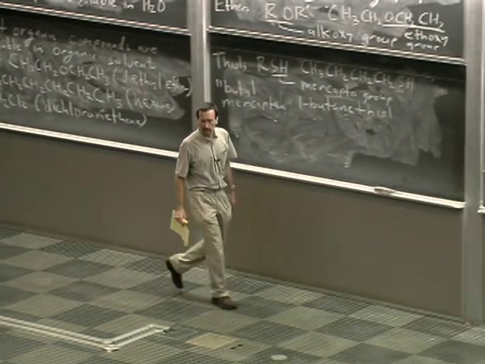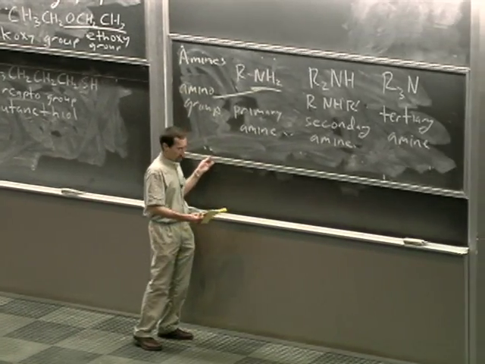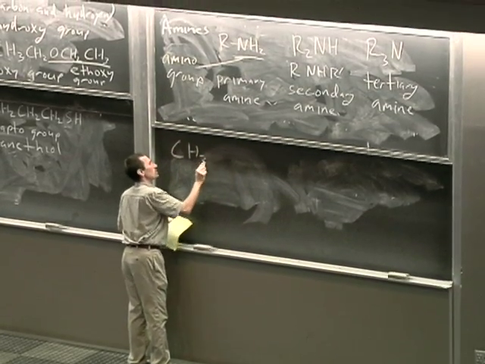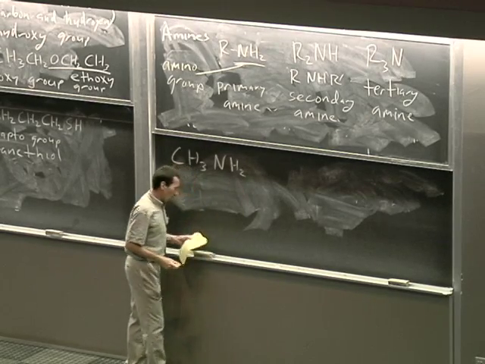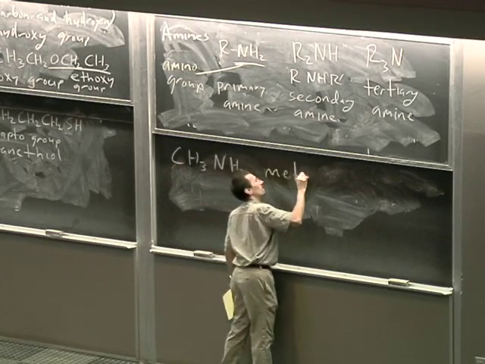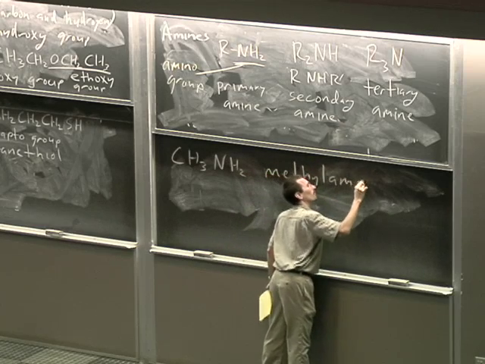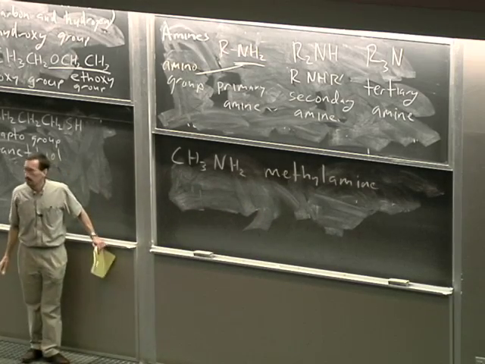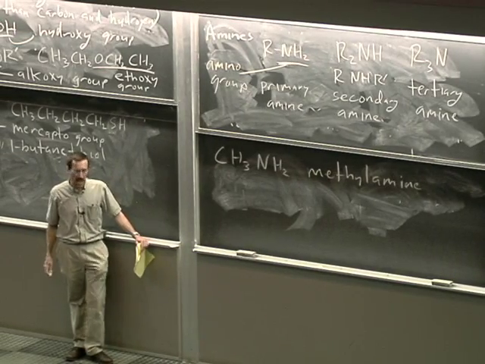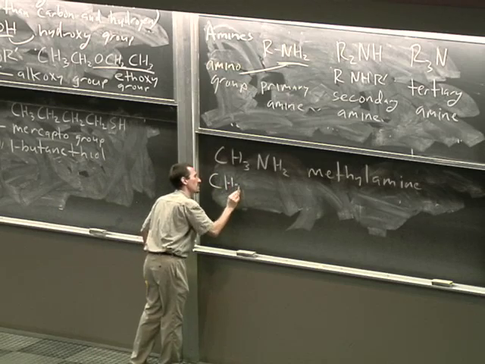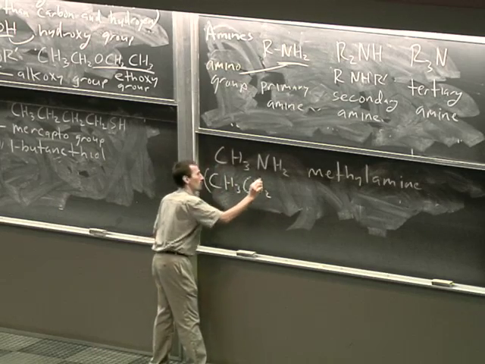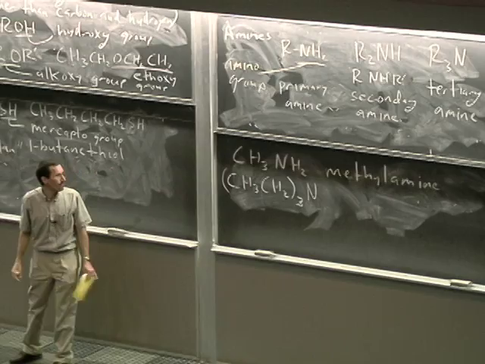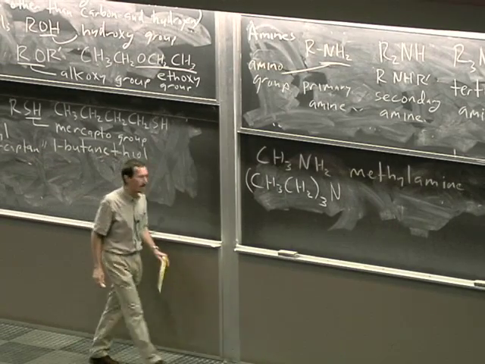And I'll just give you a couple of amines. Again, you will see nomenclature later. CH3NH2 is called methylamine. It's a primary amine. An amine with three ethyl groups on the nitrogen, (CH3CH2)3N, meaning that all 3 hydrogens of ammonia have been replaced with ethyl groups, is called triethylamine.